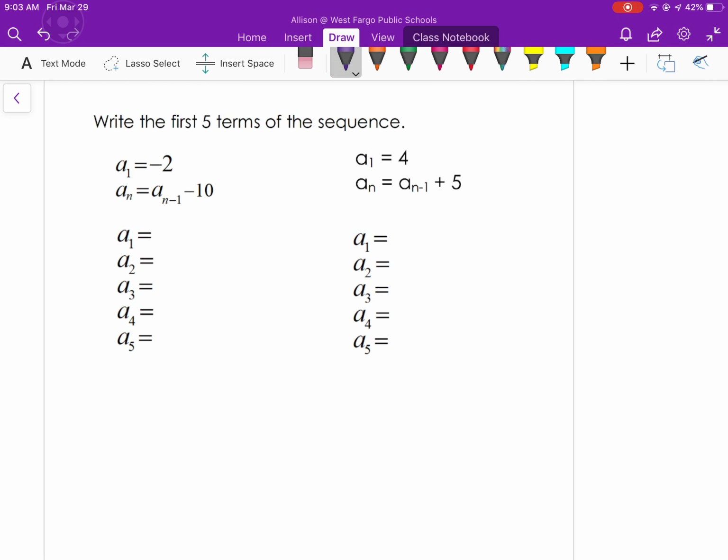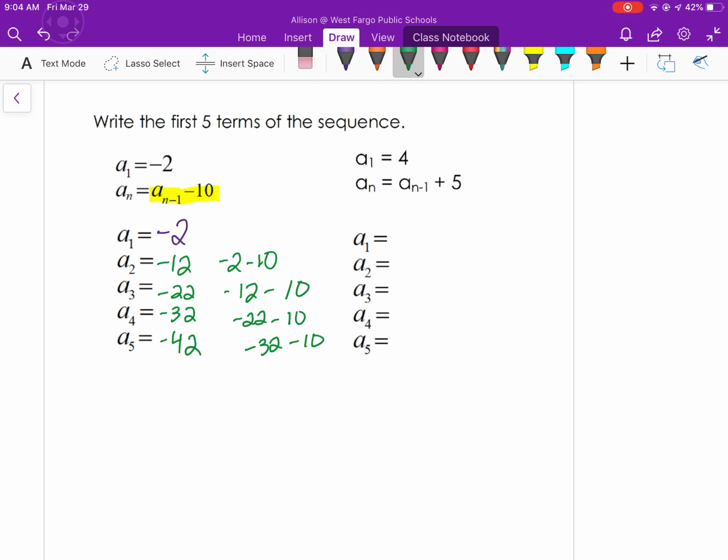Using a recursive rule for an arithmetic series, you have to know your first term. So my first term is negative 2. And this rule says take the previous term and subtract 10. So negative 2 minus 10 would be negative 12. Negative 12 minus 10 would be negative 22. Negative 22 minus 10 would be negative 32. And negative 32 minus 10 would be negative 42. So just working in order.